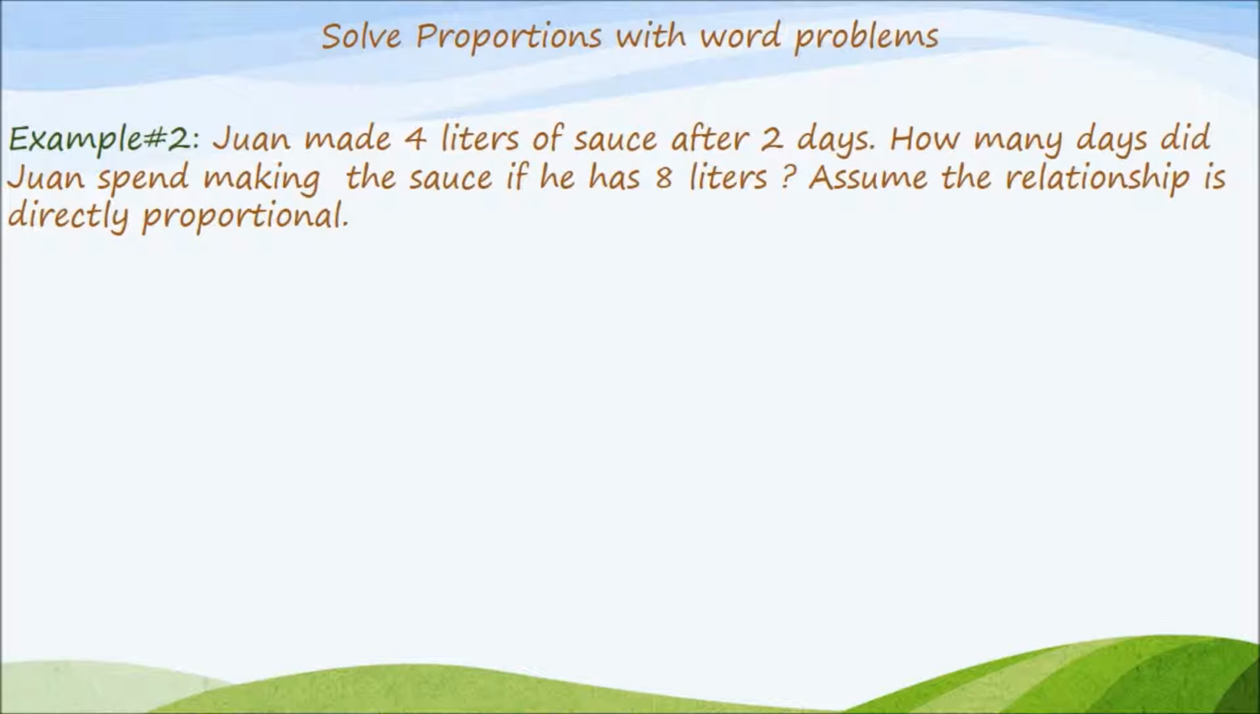Question number 2. Juan made 4 liters of sauce after 2 days. How many days did Juan spend making the sauce if he has 8 liters? Assume the relationship is directly proportional.